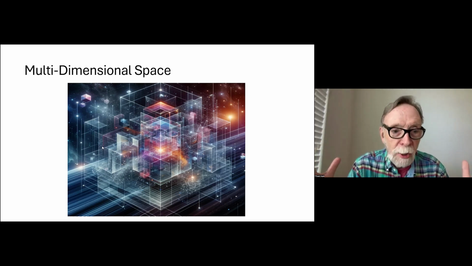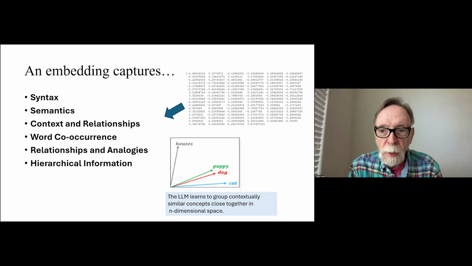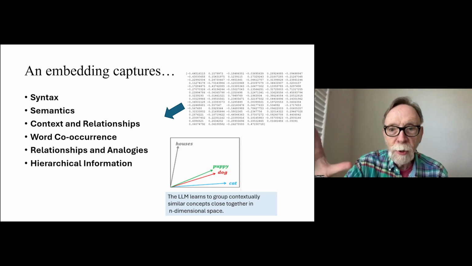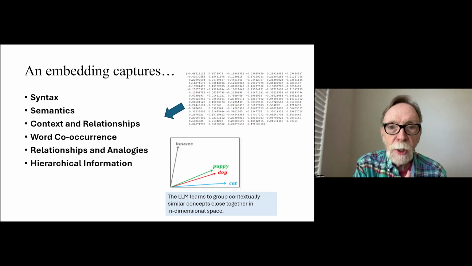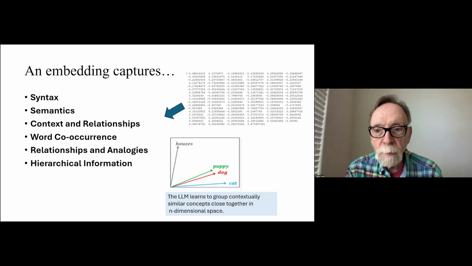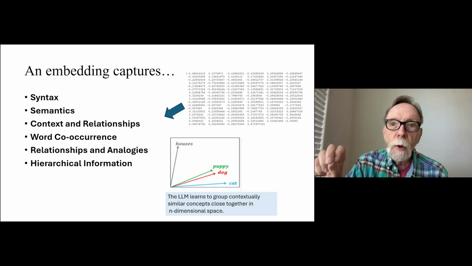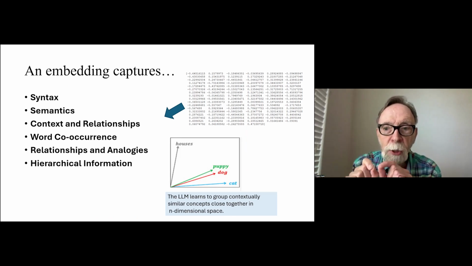So how big is this multi-dimensional space and what does this mean? Let's take a look at that next slide. If you look down at the lower right-hand corner, this is sort of a collapse of n-dimensional space into a two-dimensional space that we can understand. As it goes through all this text, words and phrases that are close in meaning are close together in this n-dimensional space.